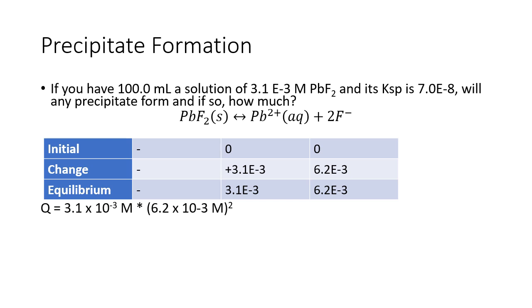So that'll be Q is equal to 3.1 times 10 to the negative third molar times 6.2 times 10 to the negative third molar squared, which gives you 1.19 times 10 to the negative seventh for our Q, which is greater than 7.0 times 10 to the negative eighth. So it'll go towards solid. We will form precipitate. But the question asks, how much?